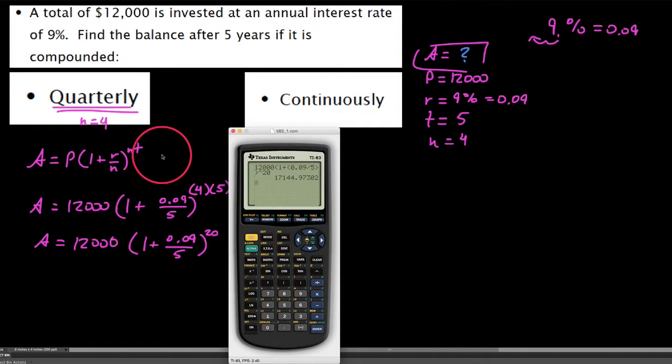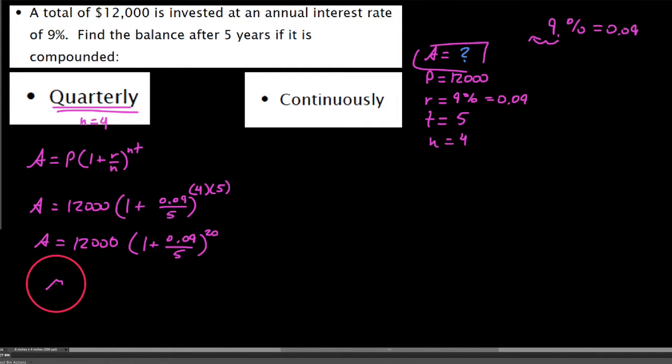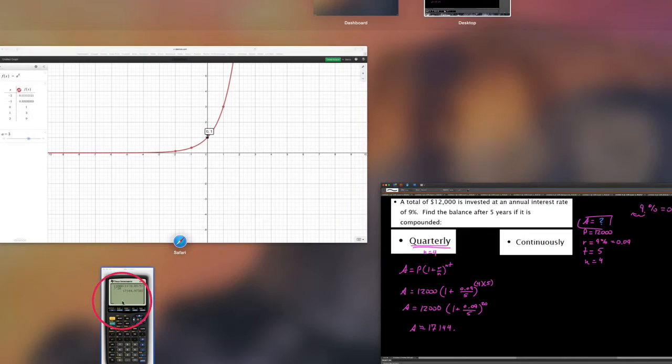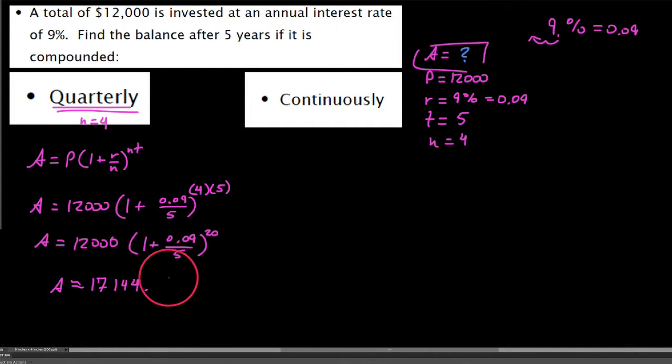So I'm going to hit enter here, and it looks like after 5 years, if we had a 9% interest rate and we started with $12,000 and it compounded quarterly, we would have another $5,144-ish on top of what we started with. So we say this amount is, I'm going to write it this way, approximately 17,144 point, and I do want to get this decimal here, about 97, and we need to label this with what we have, which in this case is dollars.